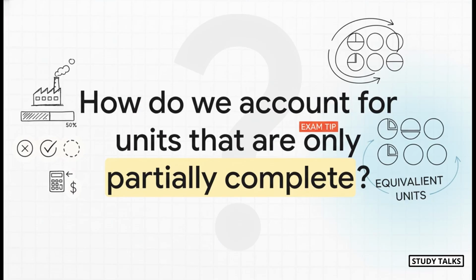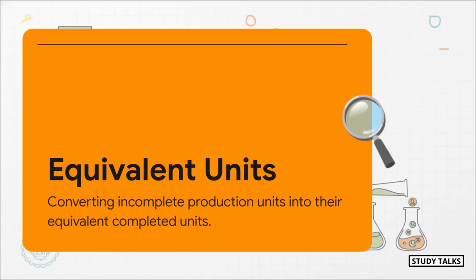We've got thousands of units that are, say, 60% complete for labor or 70% complete for materials. We can't just ignore them and say zero work has been done, but we also can't pretend they're fully finished. So how on earth do we account for their cost accurately? Well, there's a really clever solution for this. And it's called equivalent units.